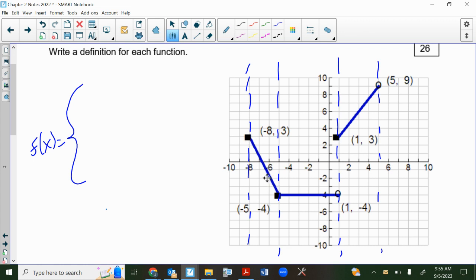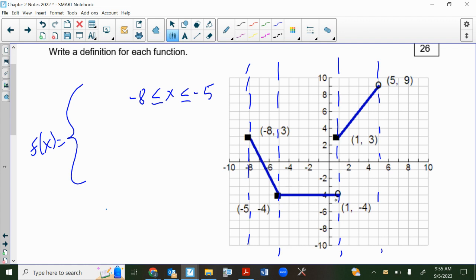to do the domains. So I know the first function, this leftmost function, is from -8 to -5 in the x direction. So it's between those two. So it's less than and less than. And then those are filled in circles. So it's less than or equal to, and then less than or equal to.